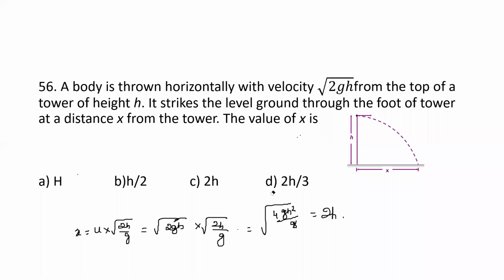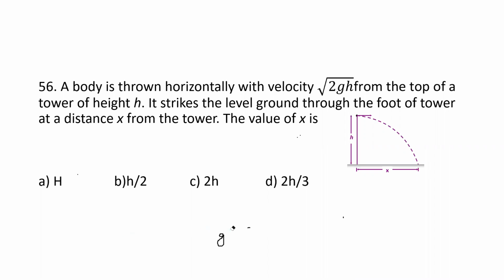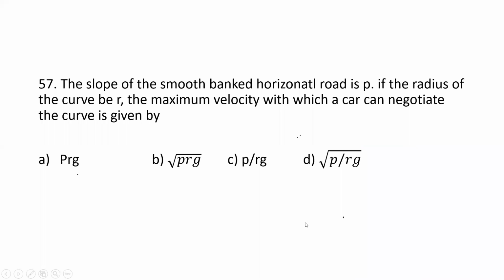Next, let us see the next question. The slope of the smooth banked horizontal road is P. The slope value is given as P. If the radius of the curve be R, then the maximum velocity with which a car can negotiate the curve is given by. So here it is related to the circular motion.